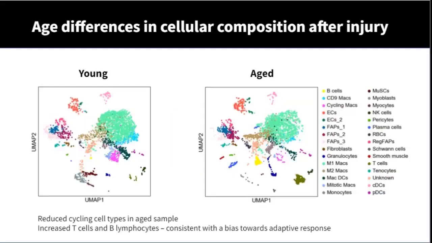Already in the CITE-seq data, we can see changes between the young and the aged samples that were analyzed, mostly in that with the aged samples, we observed reduced numbers of cycling, myogenic, and macrophage cells in the tissue. And then we also saw an increased number of T lymphocytes and B lymphocytes, consistent with this bias of more adaptive immune response, maybe an autoimmune kind of response, which would be interesting for us to follow up.